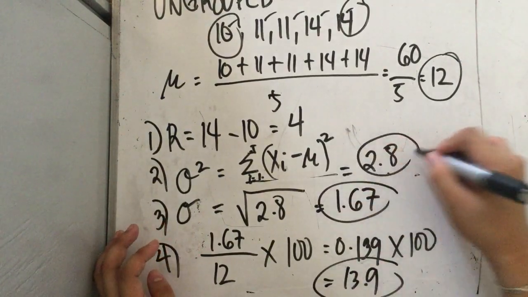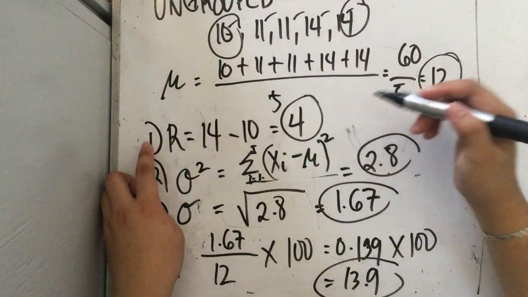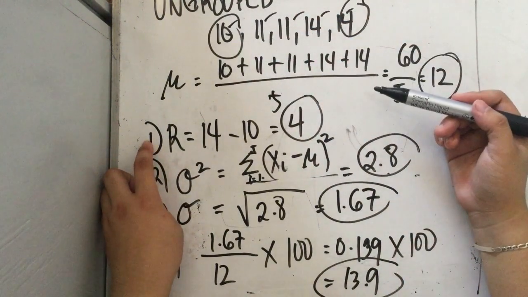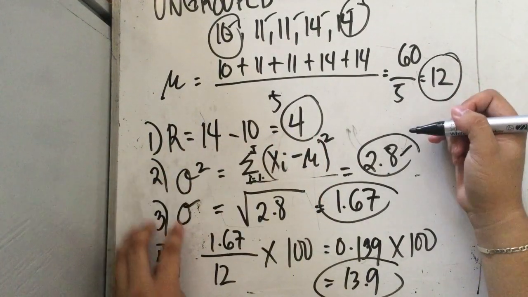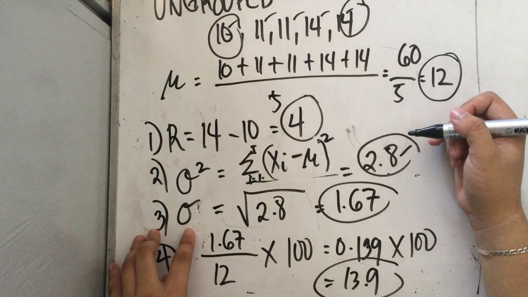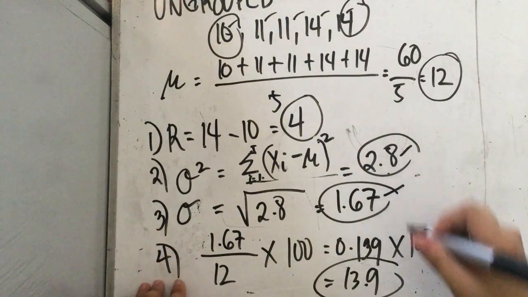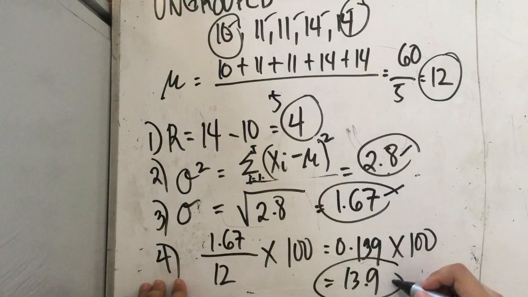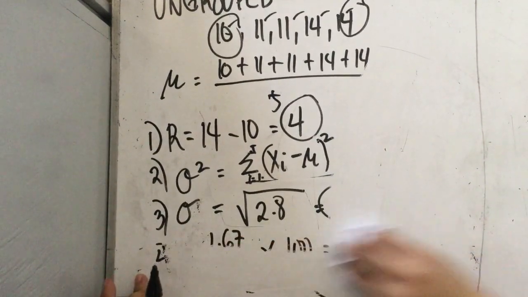So these are the measures of variability for ungrouped data. We have an example. So for range, for our variance 2.8. For our standard deviation, 1.67. And for our coefficient of variation, we have 13.9. So that is for ungrouped data. Punta naman tayo dun sa ating group data.